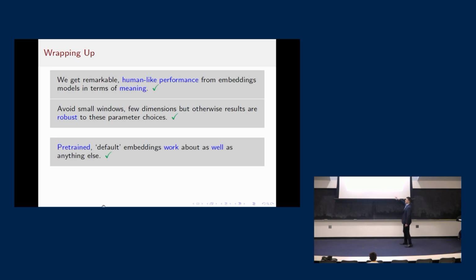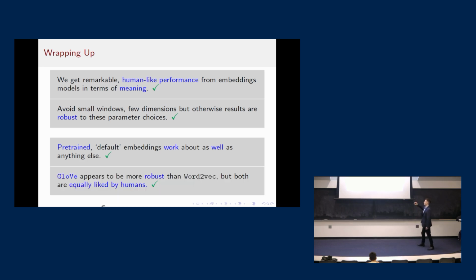Furthermore, these default embeddings work really well. Claims that you need to do local training, at least for these modern corpora that we were looking at, we're very skeptical about. And finally, GloVe appears more robust, but who cares? Because basically humans can't tell the difference. And really, if humans can't tell the difference, we're not sure in social science that we should care, basically.